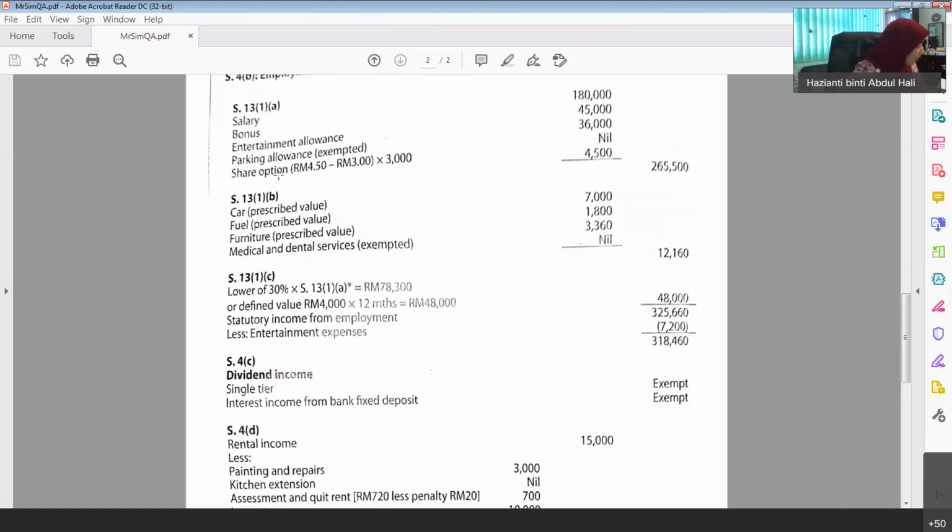So, if I can find the format, I'll share with you. But not now lah. Now cari memang tak jumpa lah. Any other question tak? No, madam. Okay, lagi satu.